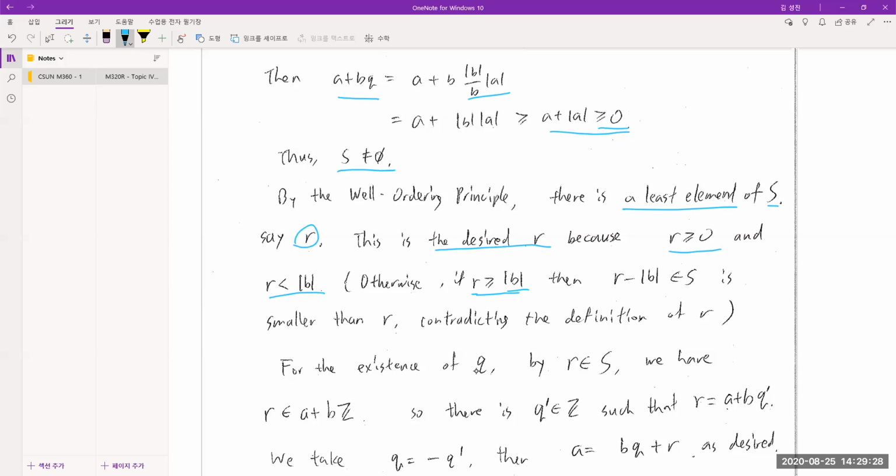But that contradicts the minimality of the R. How is the R defined? It is defined as the least element of the set S. But if R is greater than or equal to absolute value B, then we just found a smaller element in S than the least element of S, which is nonsense. So that means that we must have this inequality that R is less than absolute value of B.